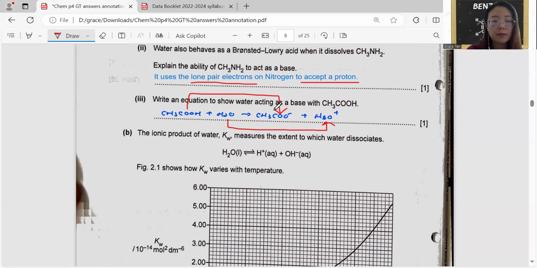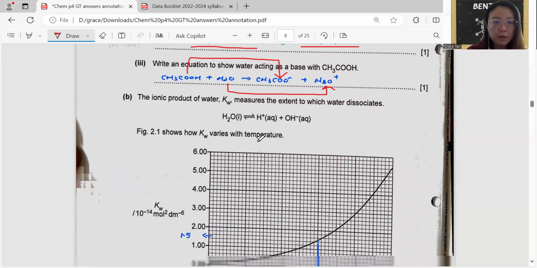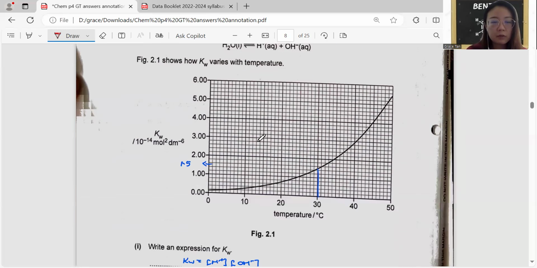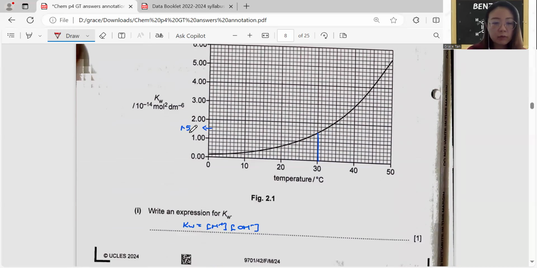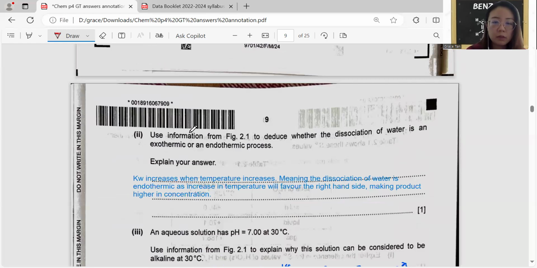Now next. The ionic product of water, Kw, measures the extent to which water dissociates. So given the dissociation of water equation here, they give us a graph to show how Kw varies with temperature. Write an expression for your Kw, straightforward. Kw equals H plus times OH minus, 1 for 1. Use information from figure 2.1 to deduce whether dissociation is exothermic or endothermic.